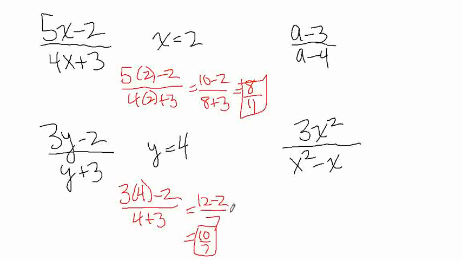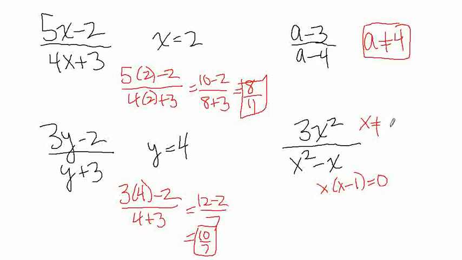Okay? And then for the domain exercises, for a minus 3 over a minus 4, a could be everything except for 4. And then for the bottom example, you set the denominator equal to 0 and solve that equation. So x squared minus x equal to 0. One way to solve that is to factor it. Okay? And so for that, x could be everything except for 0 and 1.